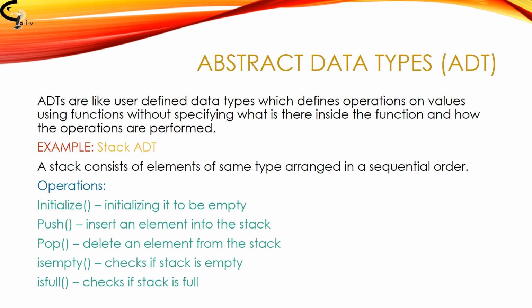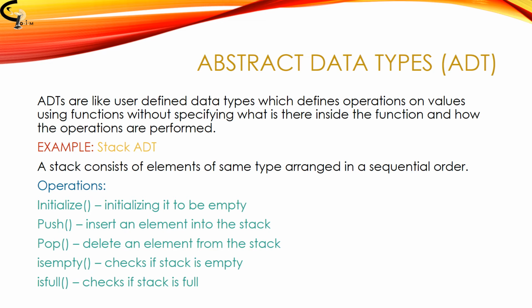Now let's understand about abstract data types or ADTs. ADTs are like user-defined data types which define operations on values using functions without specifying what is inside the function and how the operations are being performed. That means they are user-defined data types only. Here the operations will be performed on the values using functions, but these functions won't specify what is inside the function or how the operation will be performed.